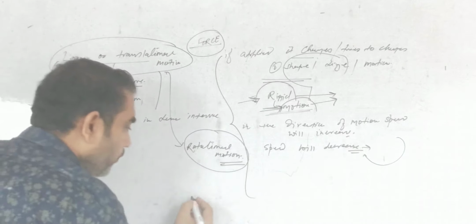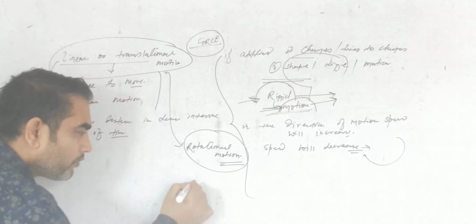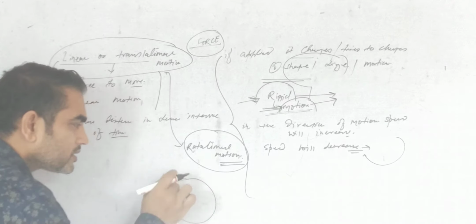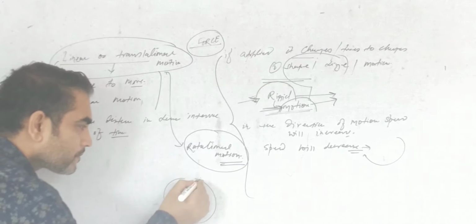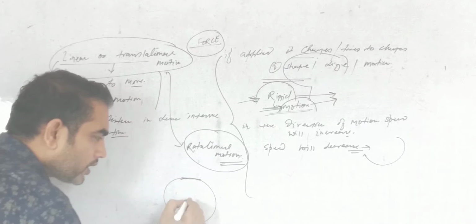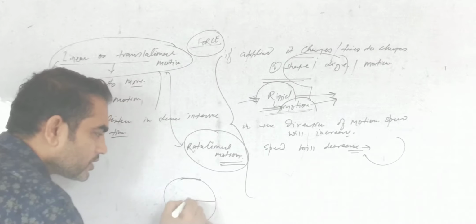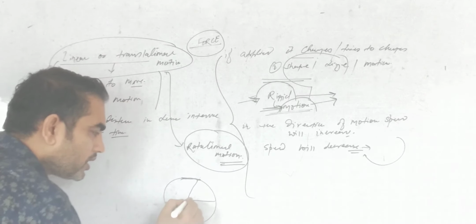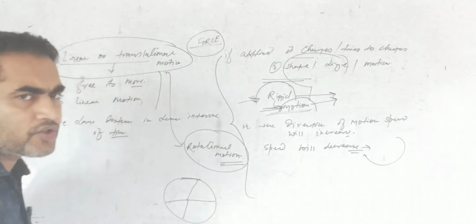And rotational: whenever an object moves about a fixed point, keeping a fixed distance from that particular point always, it is said to be rotational motion.